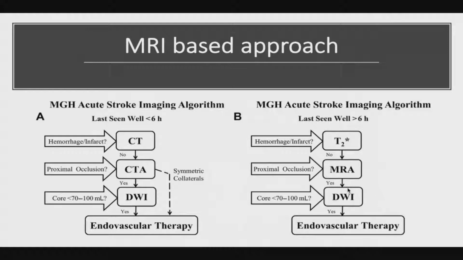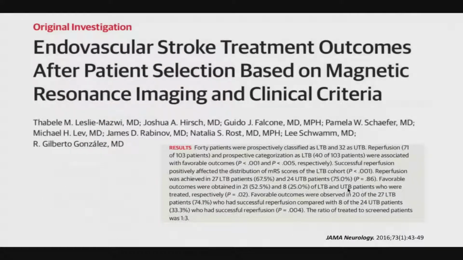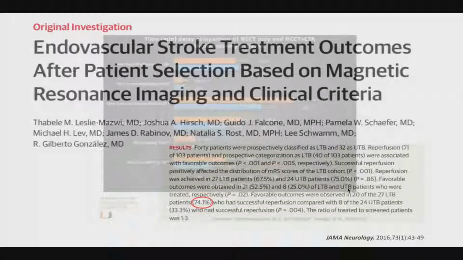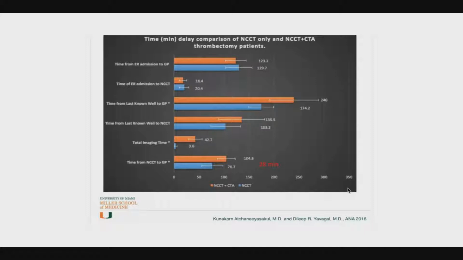This is the algorithm that's being followed. This is the Mass General protocol where they use MRI pretty much for all their stroke patients. They actually have an MRI in the ER where they image every stroke patient. And this is a paper that they published 2 years ago showing that their percentage of favorable outcomes is 74%, which sounds really great, but I will come back to this number in a little bit.